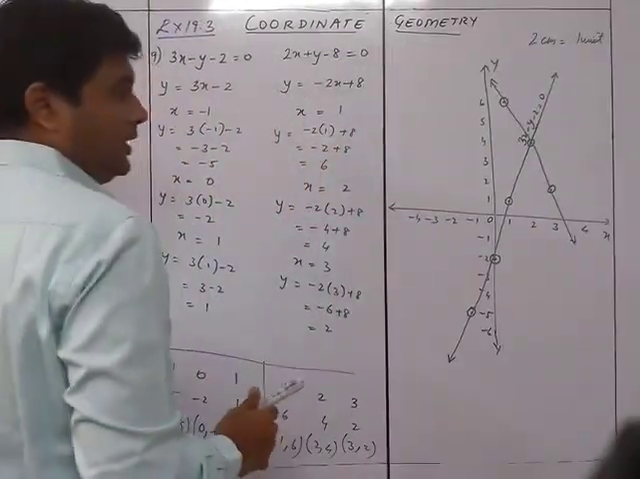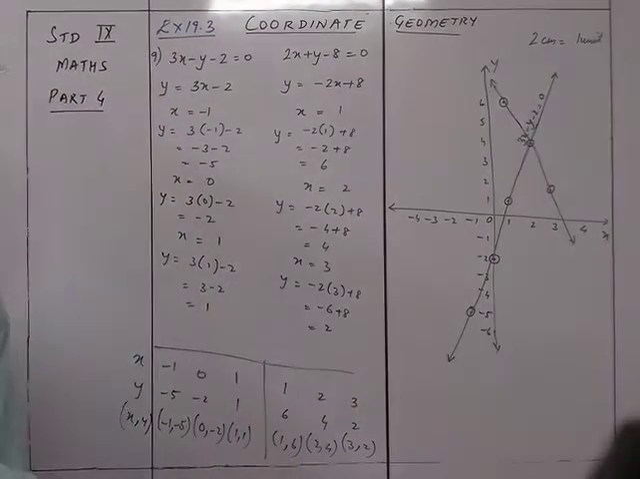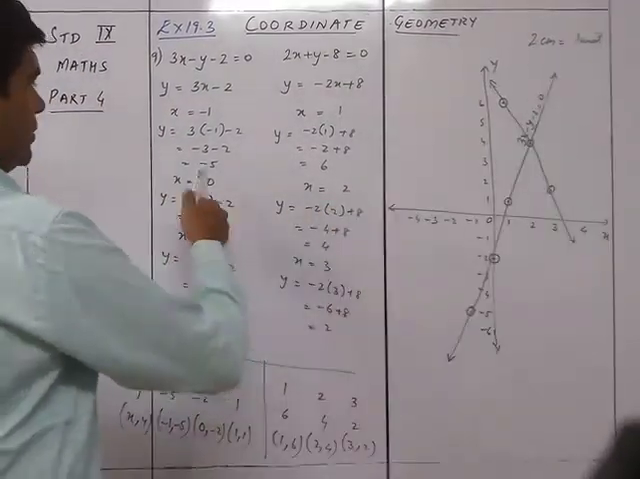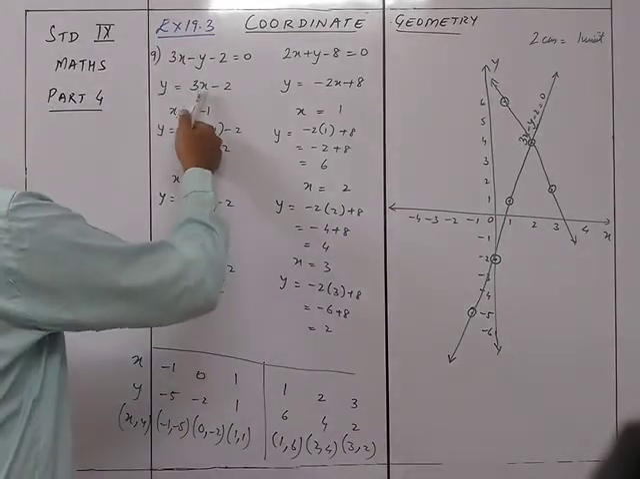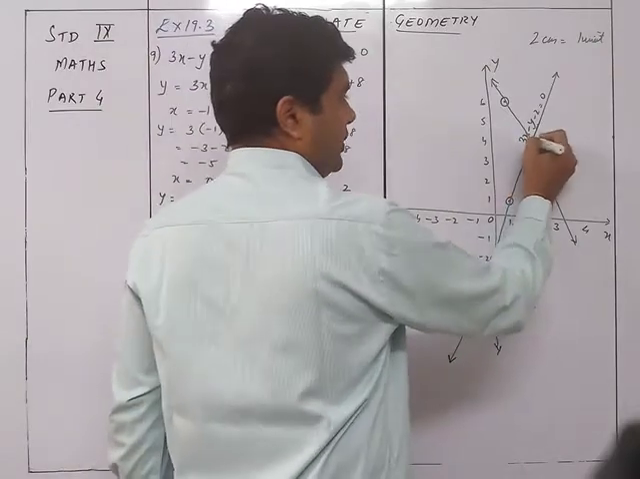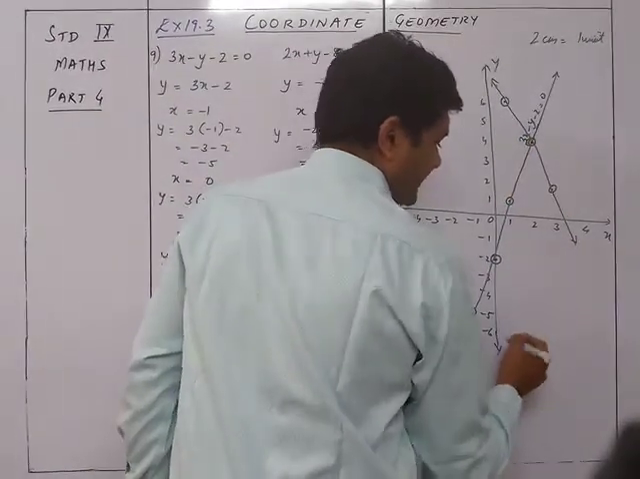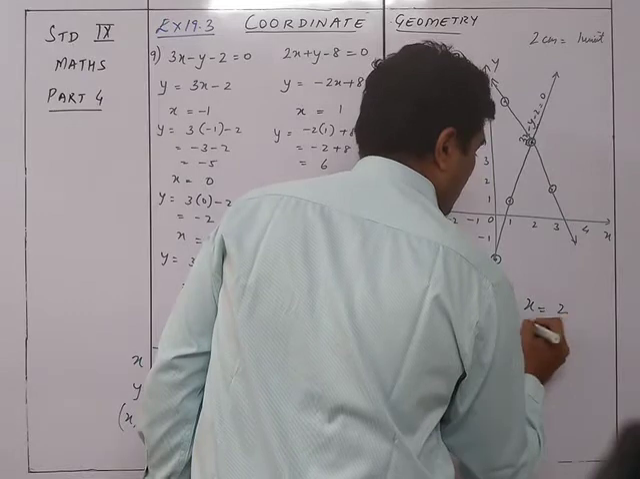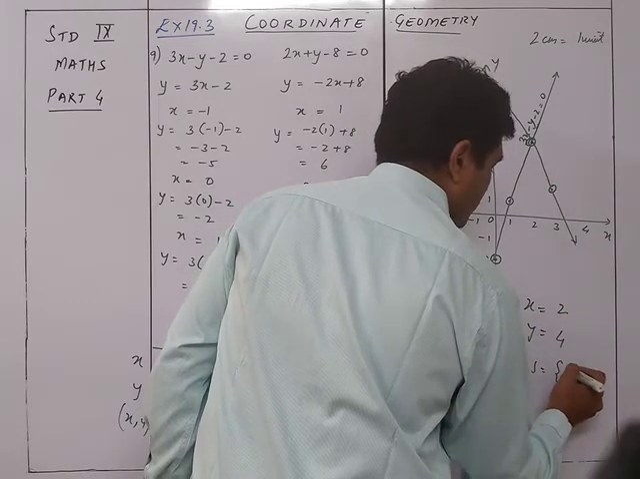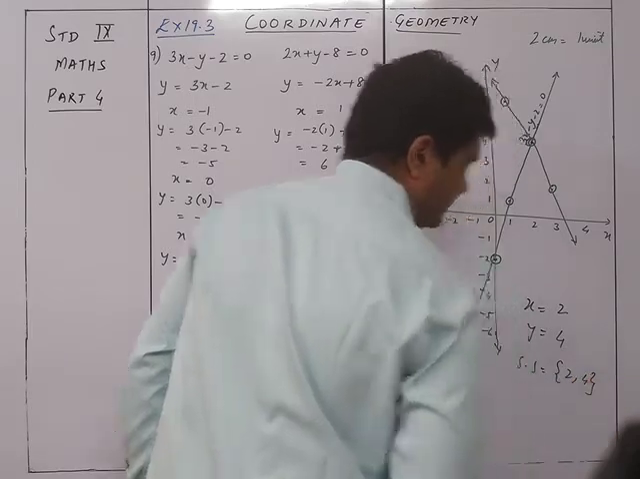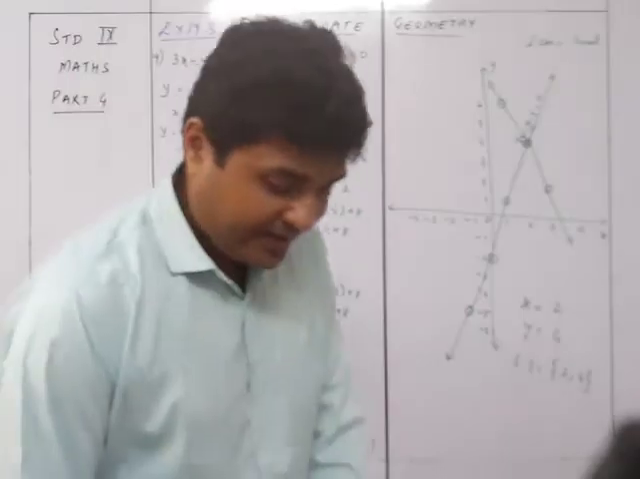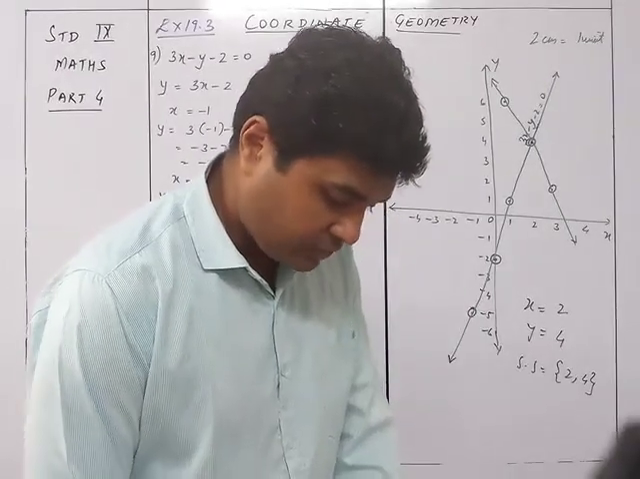So I think 2, 4 should be the point of intersection over here. If I take the value over here as 2, then 6 minus 2 will be 4. Yeah, so it will be correct. So we are getting the right answer. So this point over here, that is the intersection point, will be x is equal to 2, y is equal to 4. So the solution set is 2, 4, for sum number 9.